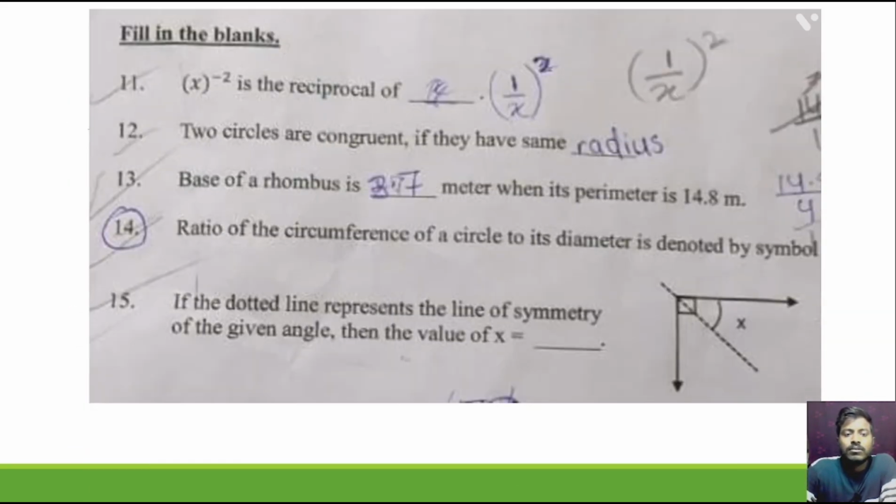x to the power minus 2 is the reciprocal of dash. Simply reverse, that is 1 by x to the power 2, or we can write 1 by x square. Okay. Two circles are congruent if they have dash. If they have the same radius. The base of a rhombus is dash meter when the perimeter is given. We know that the rhombus perimeter is equal to 4 into side, which is equal to 14.8. Now side is equal to 14.8 divided by 4. So the answer is 4.7 meter.